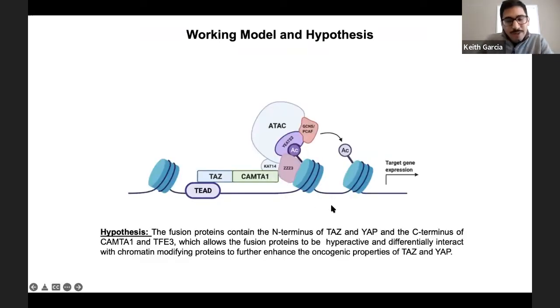And so our working model that we have so far is that these fusions, through their N-terminal TEAD binding domain, interact with the TEAD transcription factors. The properties contributed by their C-terminal fusion partners are facilitating additional protein-protein interactions with epigenetic cofactors, such as members of the ATAC complex, to further augment the basal TAZ and YAP transcriptional program to drive oncogenesis.